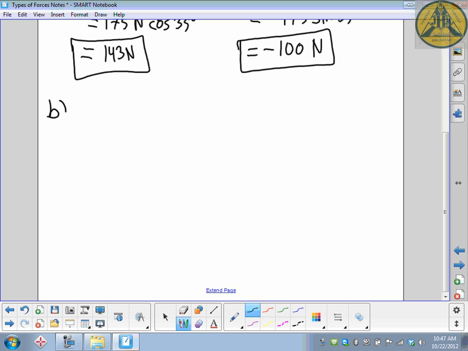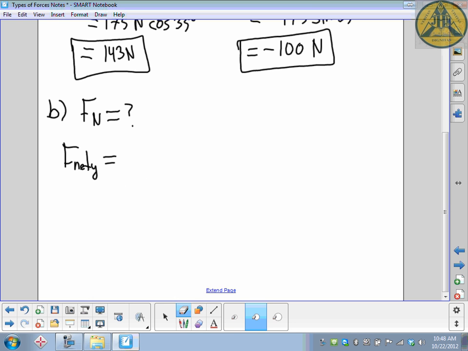B asks us to calculate the normal force. This is what's a little bit different from grade 11. Here we have to consider that the net force in the y direction is the sum of all forces in the y direction. Didn't have to do that in grade 11. We do that now in grade 12.